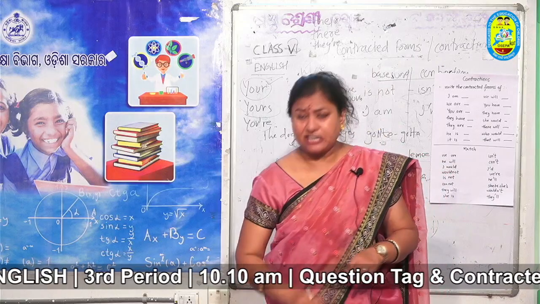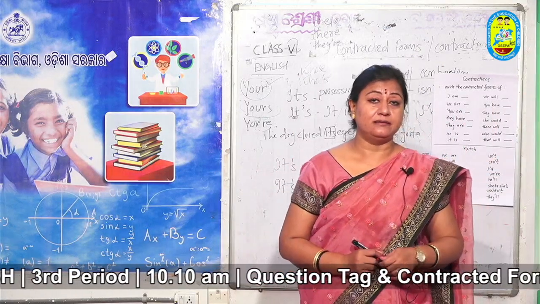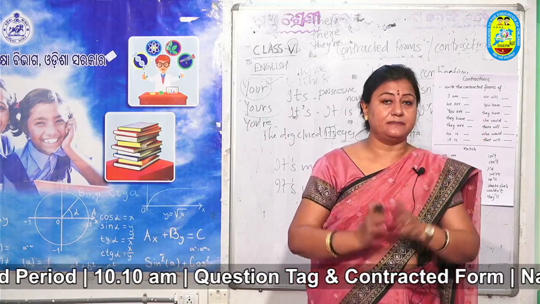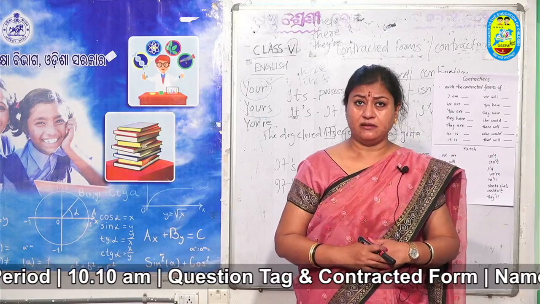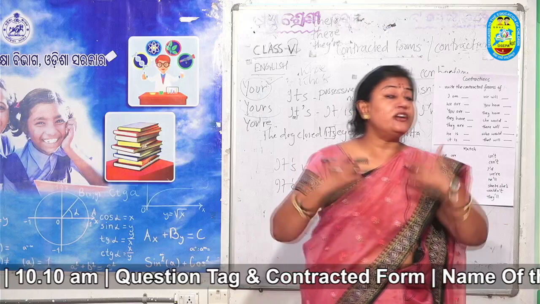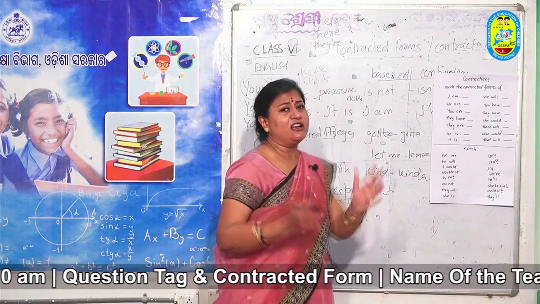Then the contraction form, they're. They are good people. They are very nice to me. They are contracted to they're. They are so lovable. They are so beautiful. They are so nice to me. So these are the confusion areas.